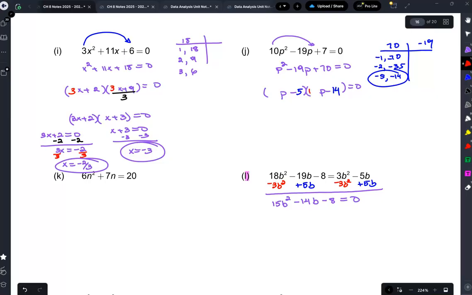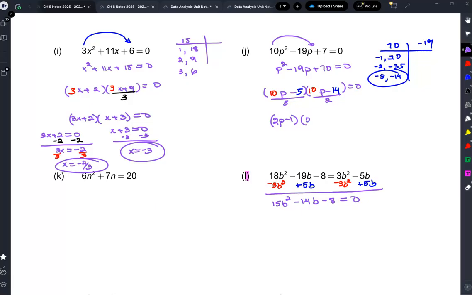Now I put the 10 back. And so here I'm going to divide by 5. Here I'm going to divide by 2. So I'm going to get 2p minus 1, 5p minus 7 equal to 0. Okay? And then you solve that. Okay?